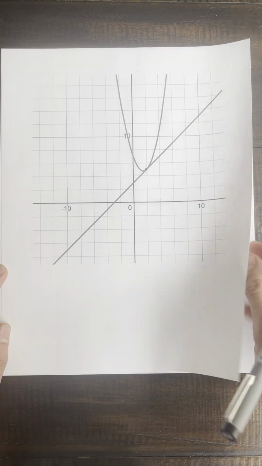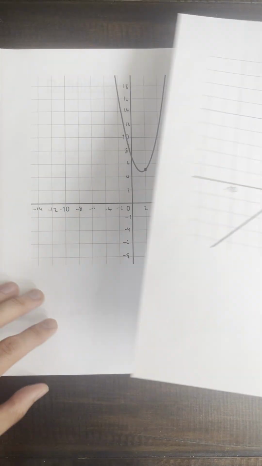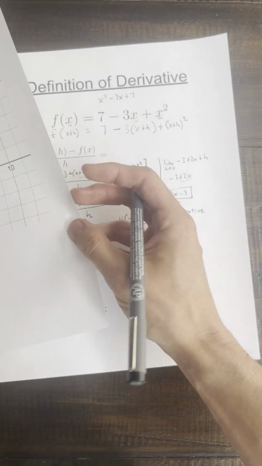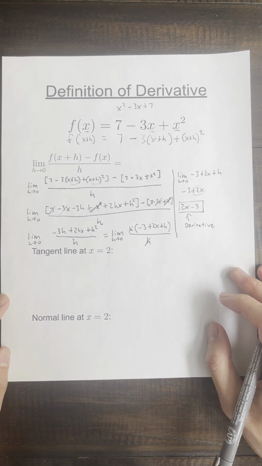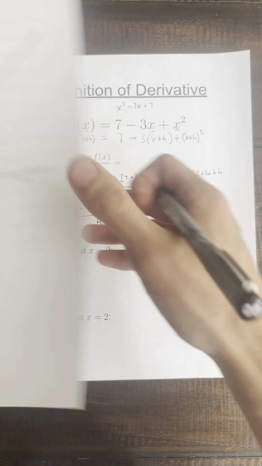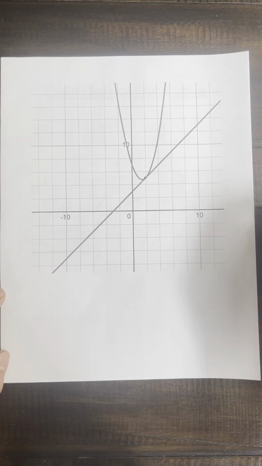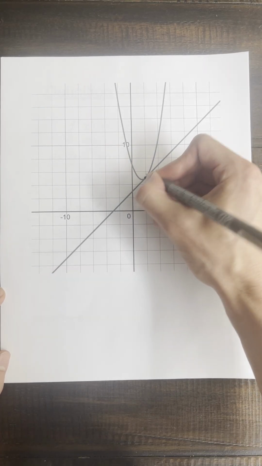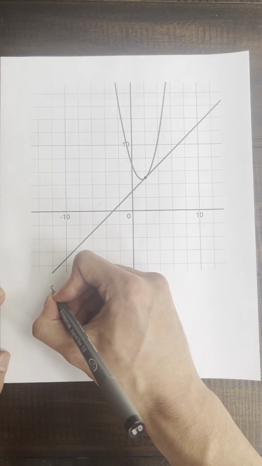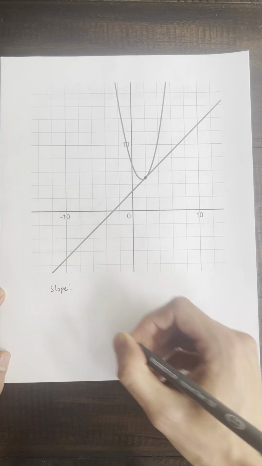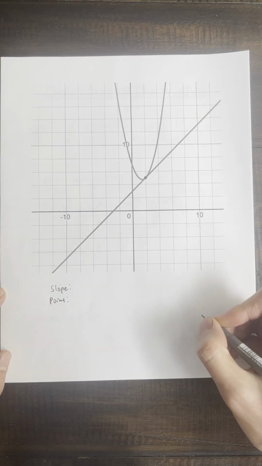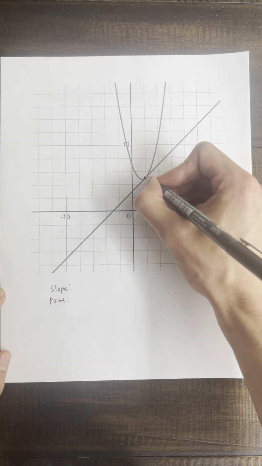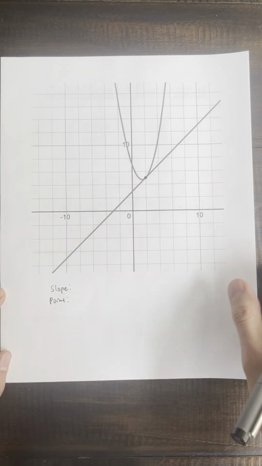And what do they want us to find? They want us to find the equation for that tangent line. So to find the equation of a line, what do you need? You need to know the slope as well as have a point on that line. We're going to use this point later, but let's first find the slope.